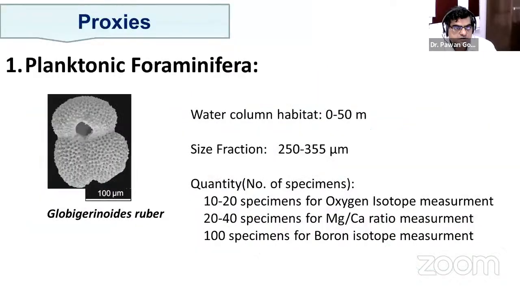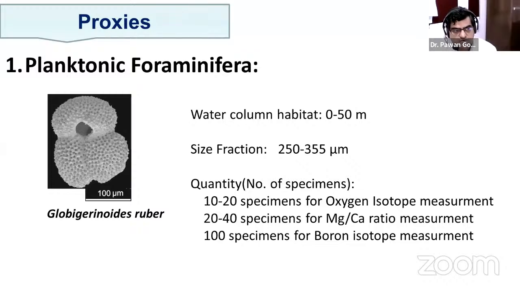So I'm just going to start with the proxies that I have used the most. I'm working on planktonic foraminifera. I work on Globigerinoides ruber. This is the water column habitat, 50 centimeter. I have used this size fraction for oxygen isotope or magnesium/calcium, or boron isotope measurement.